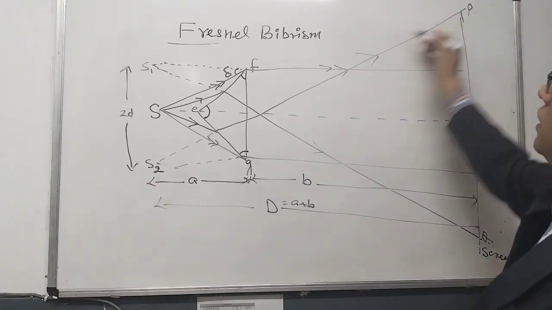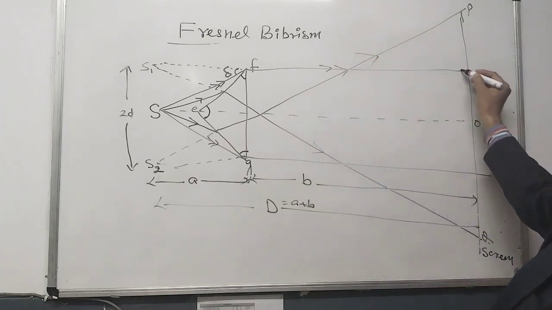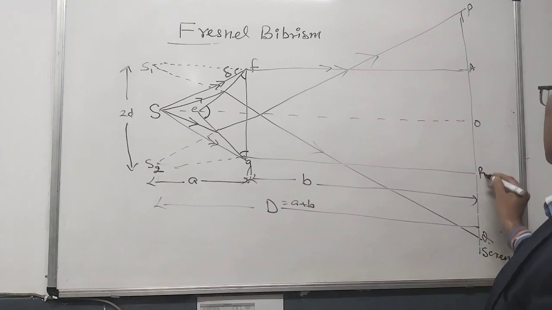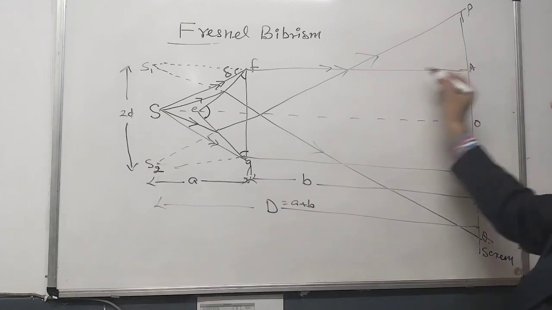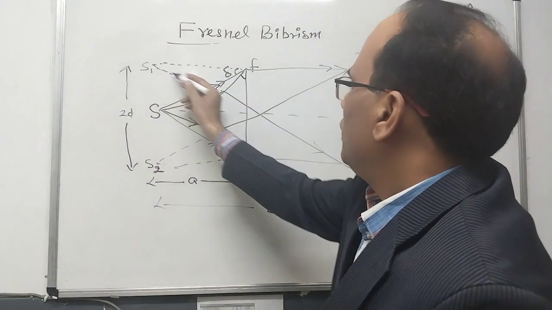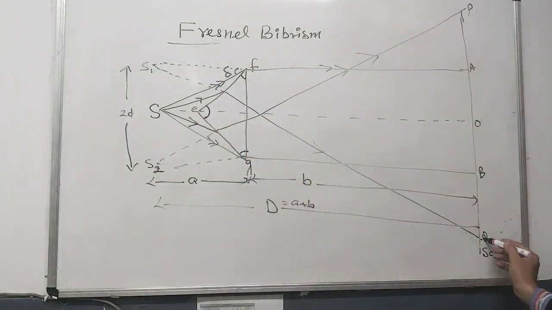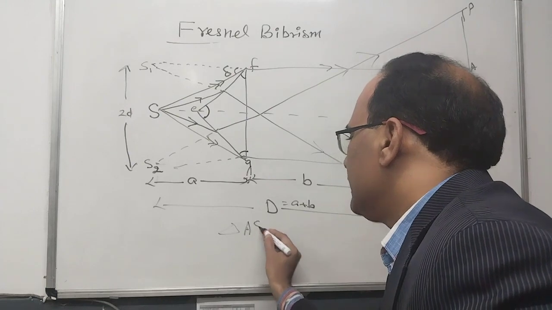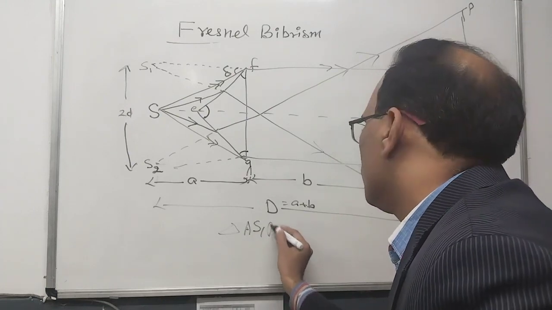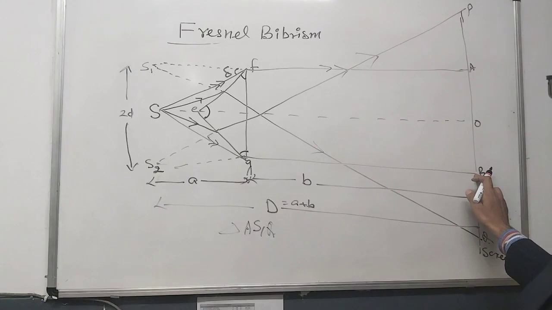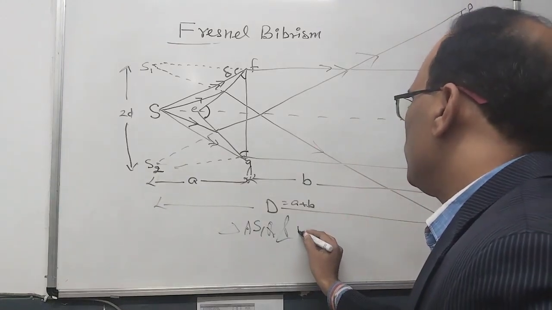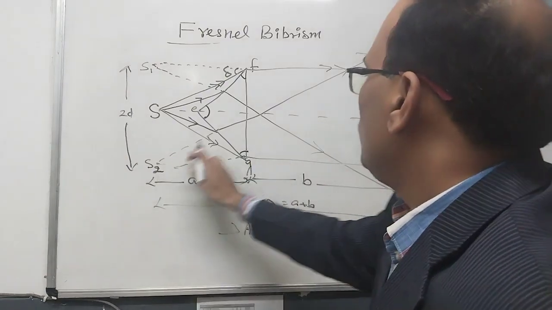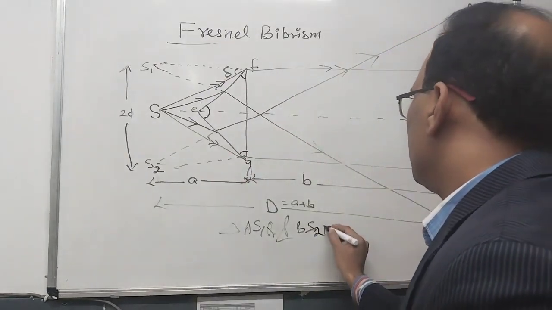So this is P. So what is the triangle name? This is, let us say, A. This is, let us say, B. So A, S1 and Q. There are two triangles, two cones you can say: A, S1 and Q, and similarly B, S2 and P.